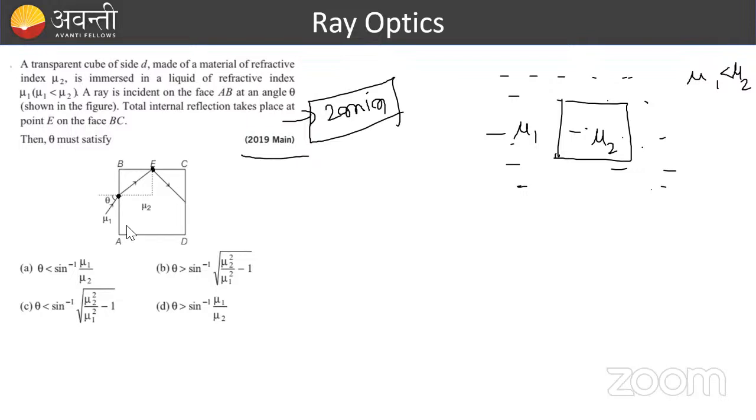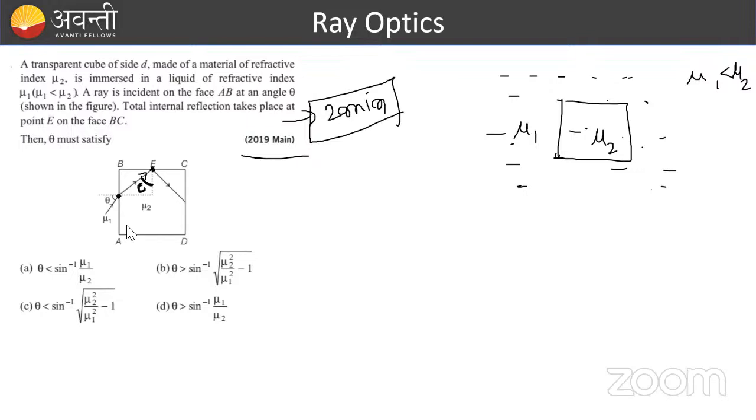So this is just the first one that we are going to solve. Look carefully. At point E, total internal reflection can happen because light has a tendency to move from denser to rarer medium. So it will happen. But for what range of theta? Because this angle should be minimum equal to C, that is the critical angle.